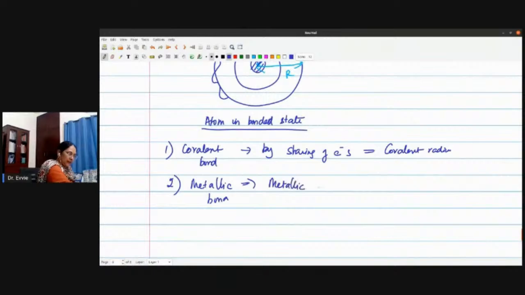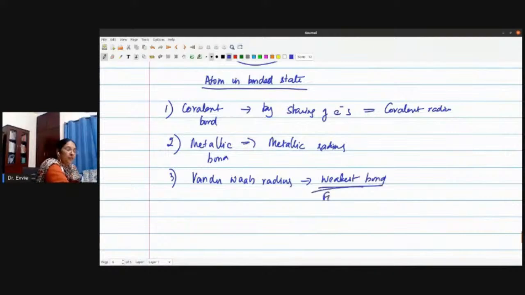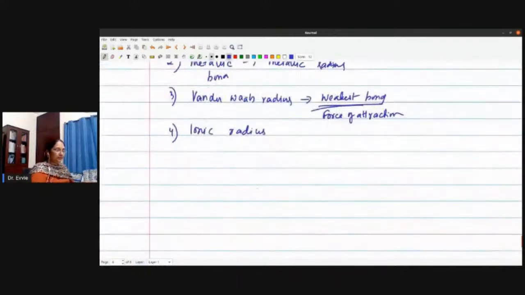I'll tell you everything in detail. Then you will study a very important one, which is called the van der Waals radius. Most of the gaseous molecules, we will consider the van der Waals radius. Van der Waals is the weakest force, the weakest bond, and we don't call it a bond. Actually, we call it a force of attraction, because it is so weak. The last one we are going to study is the ionic radius. First, let us see the covalent radius.